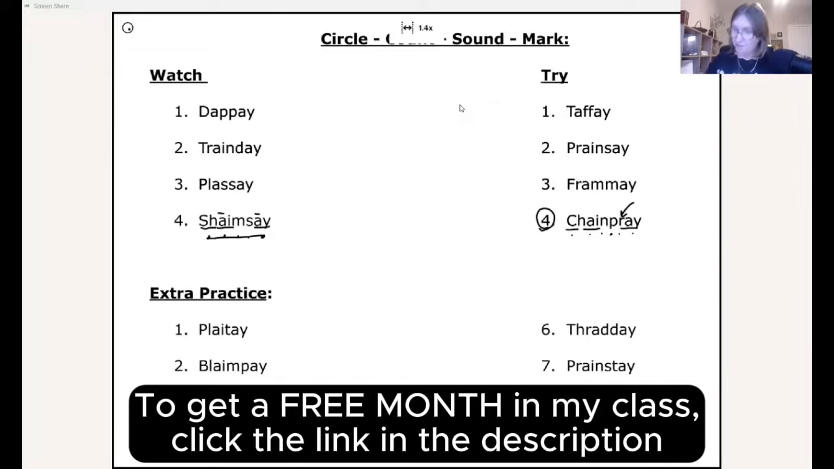Grab that R. This AI says A, this AY says A. This is how you'll see it at the beginning and middle. This is how you'll see the A sound spelled at the end. So we have chain, pray, chain pray, chain pray.